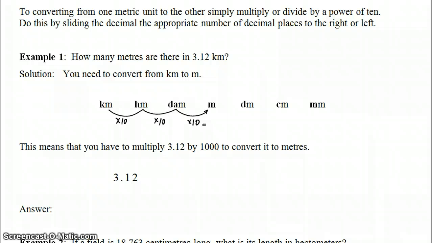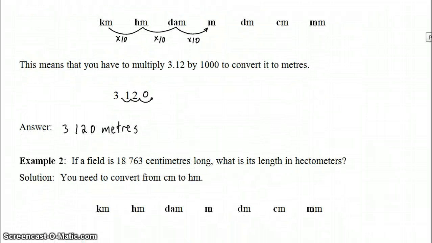But because all we're doing is multiplying by powers of 10 and it's the metric system, it just means we have to slide the decimal 3 places to the right. You fill in the blank with a 0. So the answer is 3,120 meters in 3.12 kilometers. And again, if you remember that each kilometer is 1,000 meters, that should make sense.